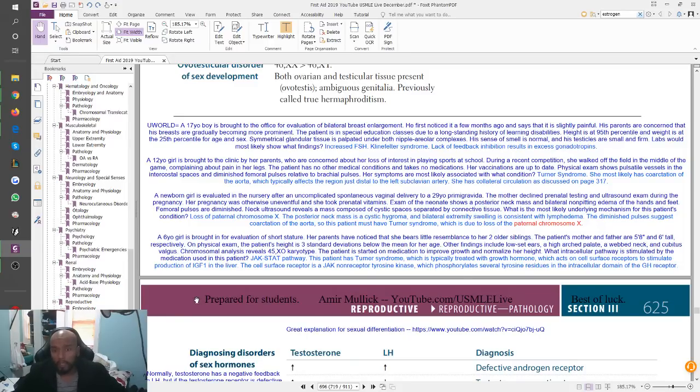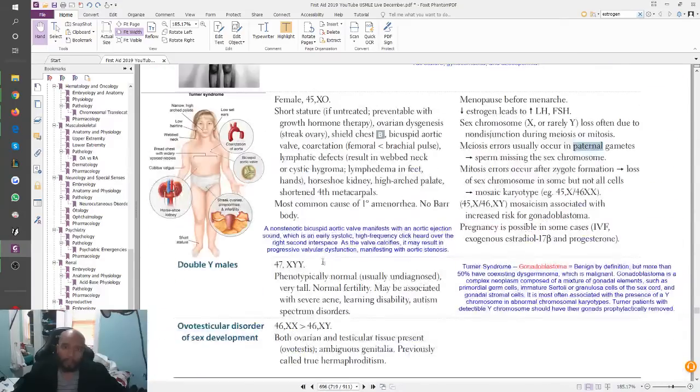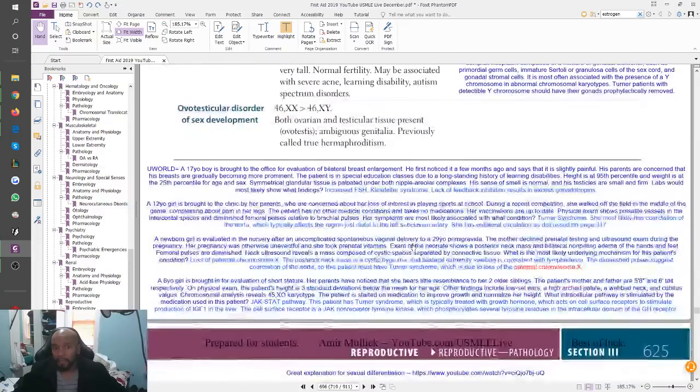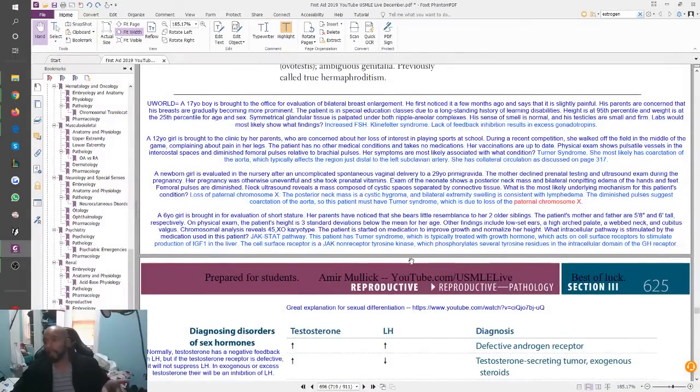The patient is started on medication to improve growth and normalize her height. What intracellular pathway is stimulated by the medication used in this patient? Okay, so this is another really important takeaway, right? Right here we said that the short stature could be prevented, right? Preventable with growth hormone therapy, right? And now they're asking you a question that connects you back to endocrine, right? Asking you what intracellular pathway this utilizes. So let's take a look at the intracellular pathway this will utilize, because remember, you need a MAP to grow, right? Always remember that. You need a MAP to grow.